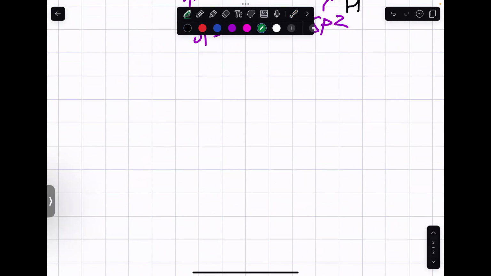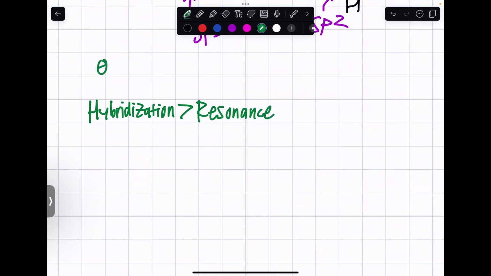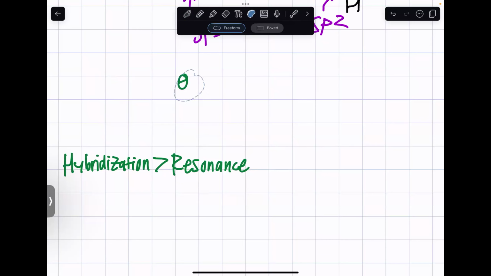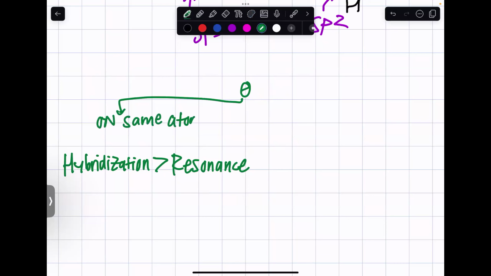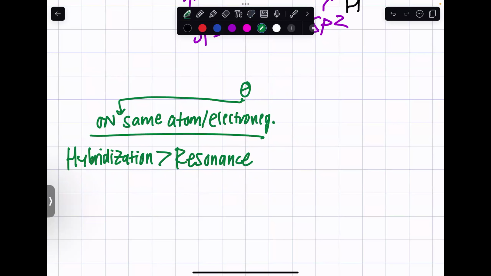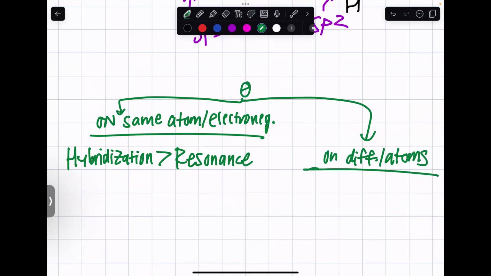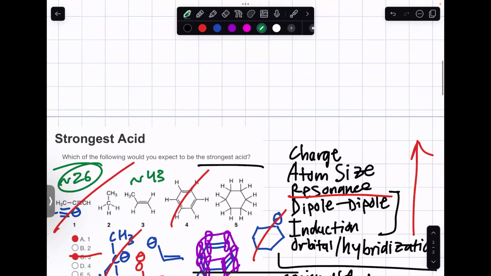So to summarize everything, hybridization takes priority over resonance if the negative charge is on the same atom. Electronegativity, but if the negative charge is on different atoms, then charge, right? Charge, which is the very top factor of Cario, takes priority. The number one thing takes priority.